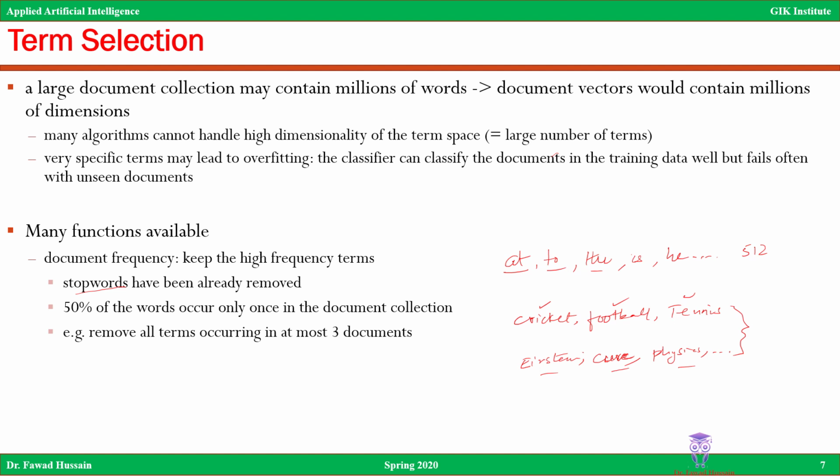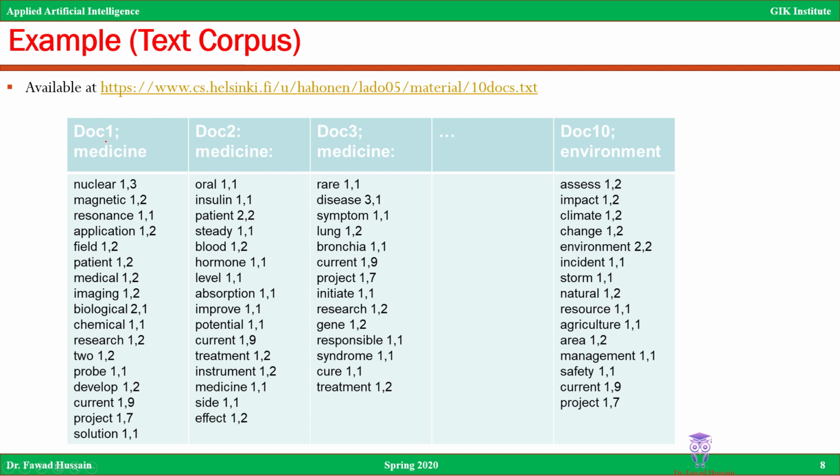But if I have the document with these words, I'm not sure, because they can be equally likely in either of the categories. So this is an example of, for instance, this document belongs to medicine, it has these set of words. This document again belongs to medicine, and so on. And we have 10 documents, and the last one belongs to environment, and it has these kind of words.